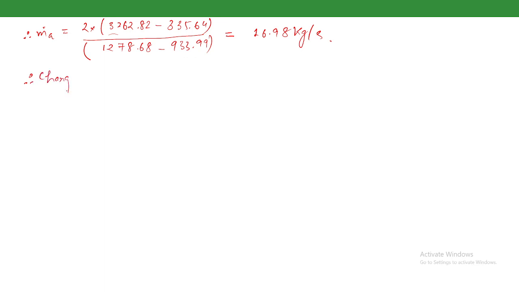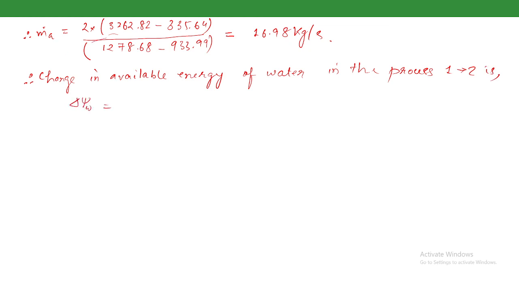change in available energy of water in the process one to two is delta psi W. Psi is for the flow system, so this will be mass of water times H2 minus H1, minus T naught times S2 minus S1 for water.